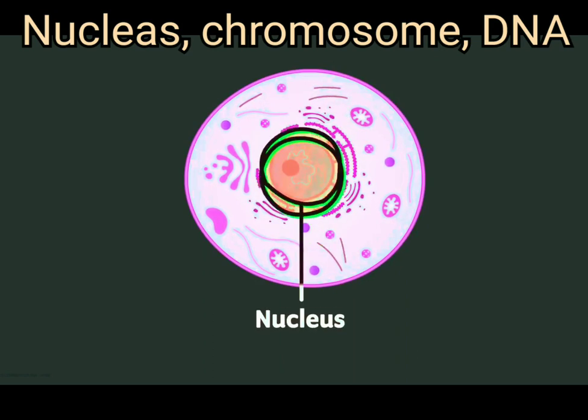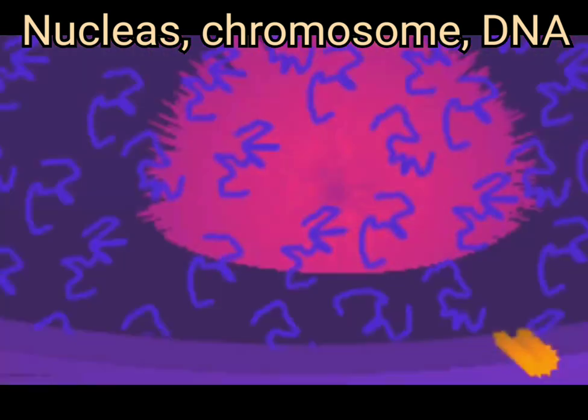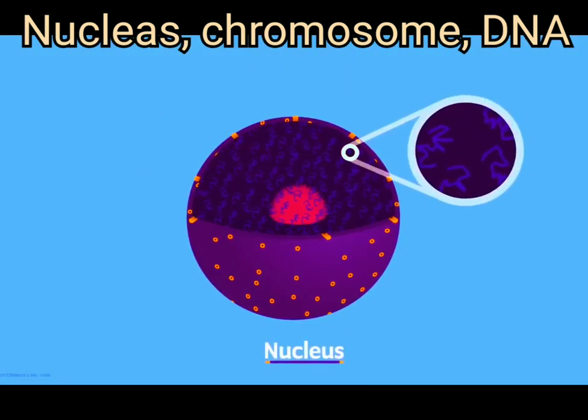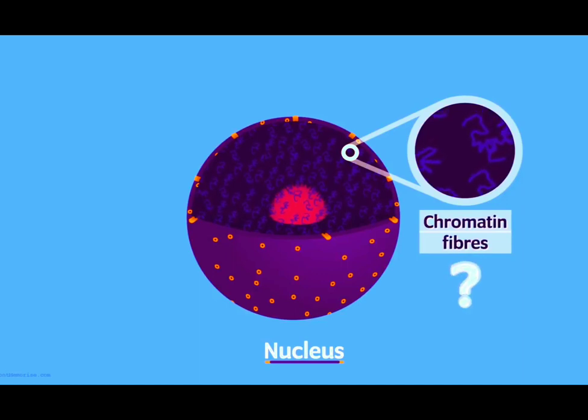The reason why the nucleus is given the status of the major cell organelle is because it contains the genetic material of the organism. Now, what could this genetic material be? If we zoom in on this nucleus, we find these tangled thread-like structures. Any idea what these structures are? These are called the chromatin fibers. Are they important to us in any way?